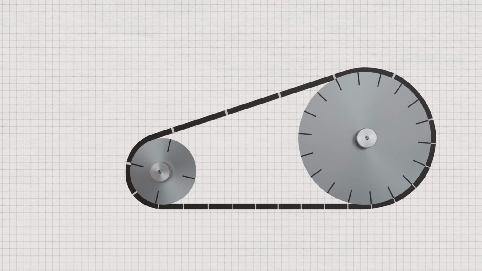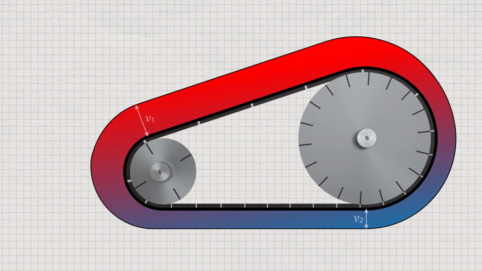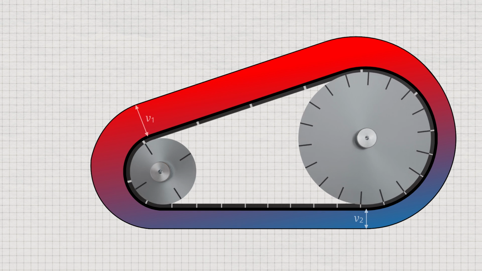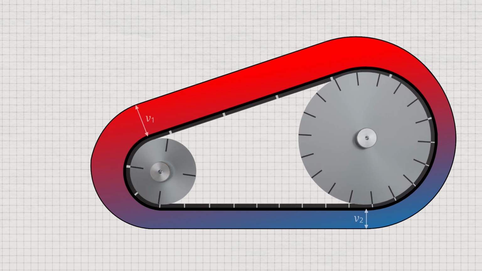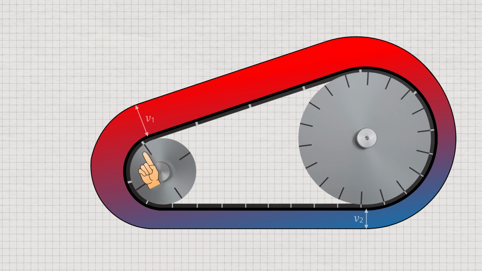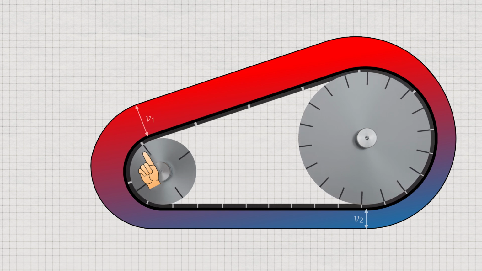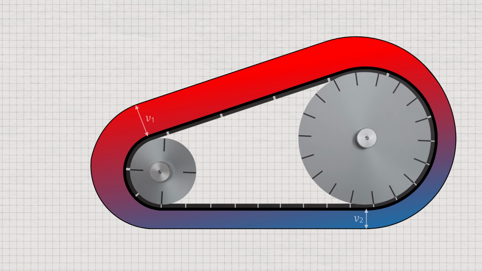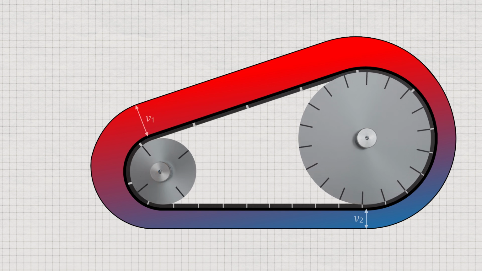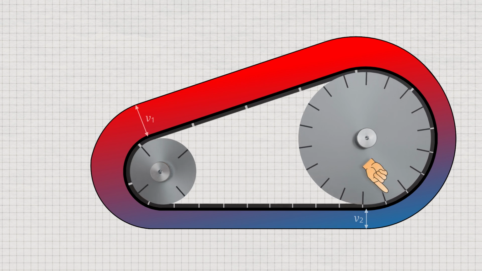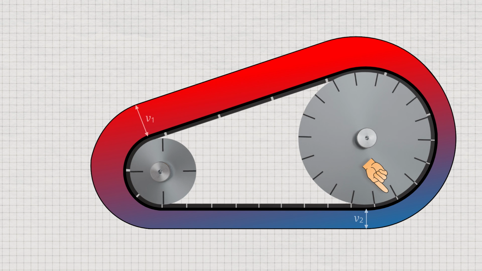The figure schematically shows the speed distribution along the belt. Here, V1 is the speed of the belt in the tight side, which corresponds to the circumferential speed of the input pulley, as the belt is in contact with the pulley in the adhesion zone without relative movement. V2 is the belt speed in the slack side, which in turn corresponds to the circumferential speed of the output pulley, as the belt initially rests against the output pulley without relative movement.